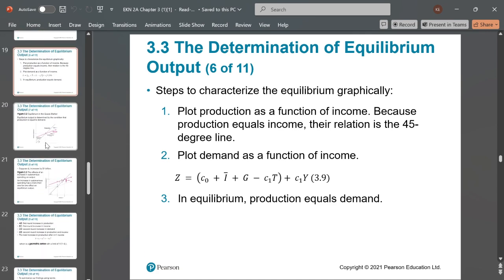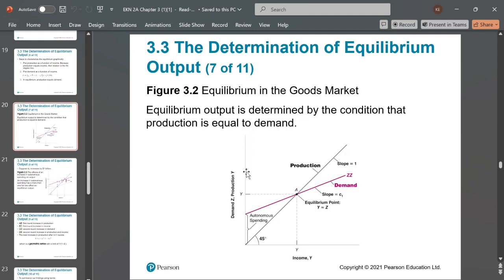So on a graph, you're going to have two functions, because remember that this is a function of income. So you've got your production, which is always at a 45-degree angle. Always, it's always like this. And then you're going to have your demand. So your demand, there you go. And this is basically the point of equilibrium. That's when your production is equal to your demand.